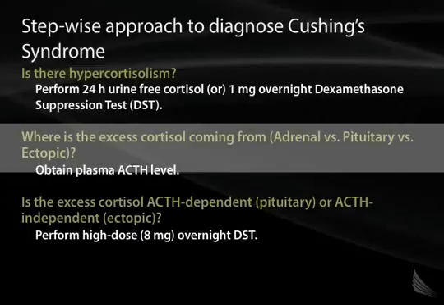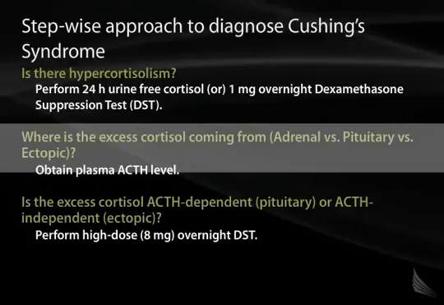Because again, remember, because of negative feedback, plasma ACTH and cortisol levels are reciprocally regulated. So if there's high cortisol, you should have low ACTH. If that is the situation, then likely the source of the excess cortisol is from the adrenal gland. But if the cause is pituitary or ectopic, then it's the ACTH that's driving the whole process, and so ACTH levels will actually be quite high.